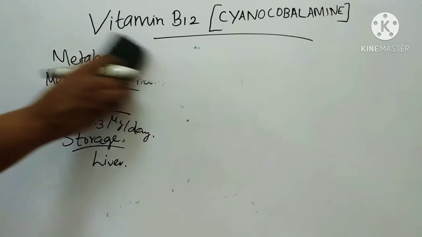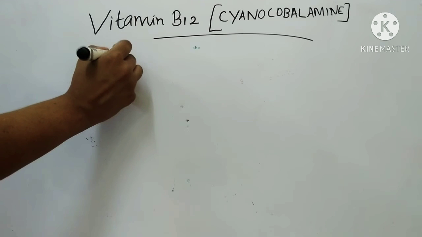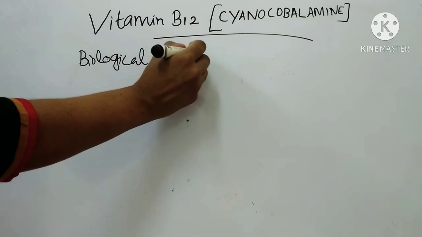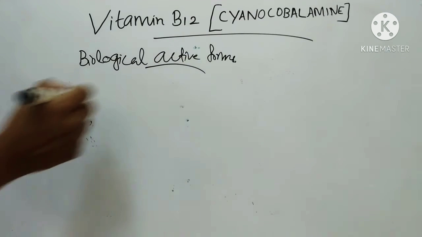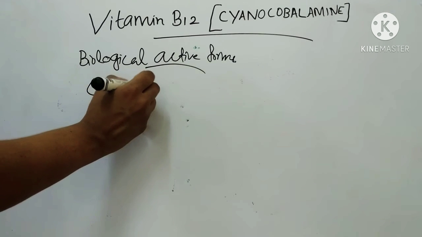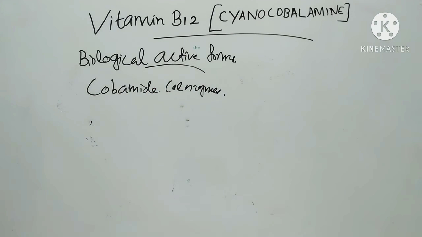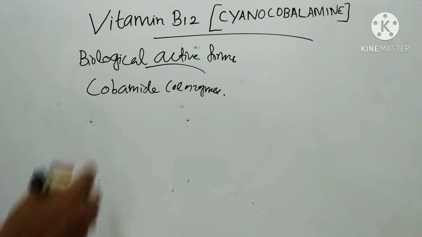That is the metabolism. Next are the biological active forms. The biological active forms of vitamin B12 are cobamide coenzymes. They act as coenzymes with various enzymes. These cobamide coenzymes do not contain the cyano group attached to the cobalt, but instead there is an adenine nucleoside. So we will see the cobamide coenzyme.